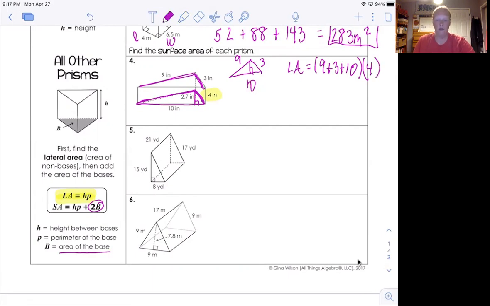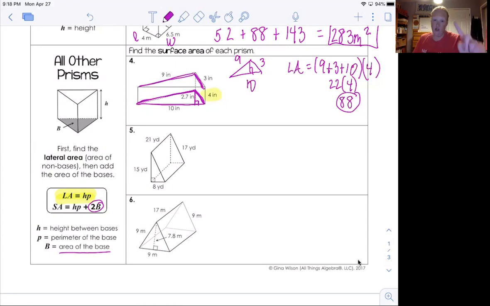Okay, so I'm going to do parentheses, order of operations. 9 plus 3 is 12, 12 plus 10 is 22, and I get 22 times 4, which gives me 88. Okay, I'm not done because what I just found was this. I just found the area of this part. I opened it up, I found the perimeter of the base, and I multiplied it by the height. So here's the perimeter, here's the height. Okay, and I got 88.